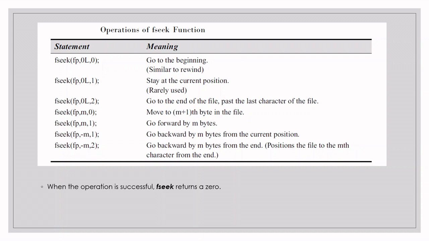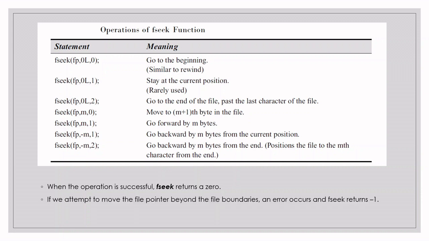Next, when an operation is successful, fseek returns a 0 value. When we give, say, fseek(fp, m, 0), that means we are trying to move to the m plus 1th byte, but we should know whether it has worked successfully or not. To check the status, we should check the return value. Returning a 0 value means it is successful.